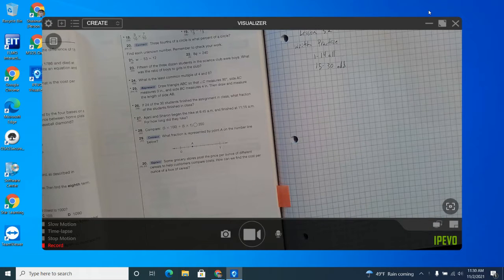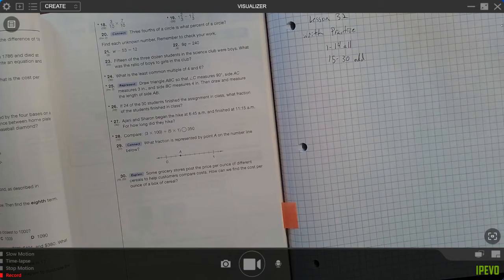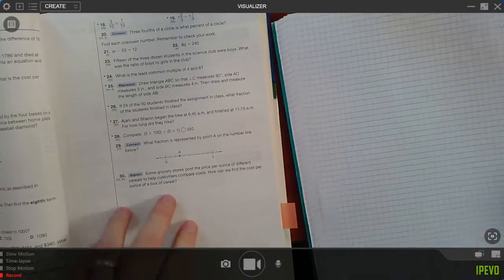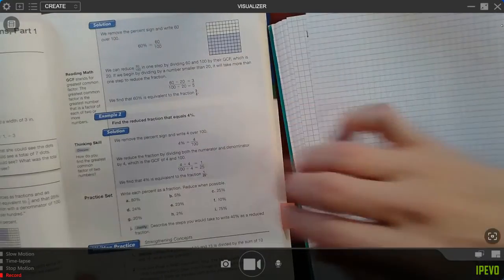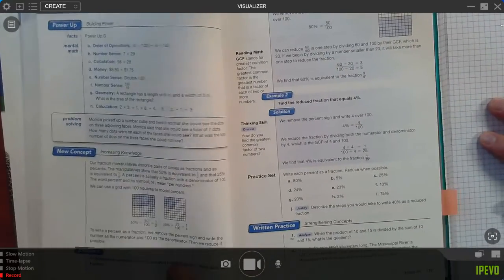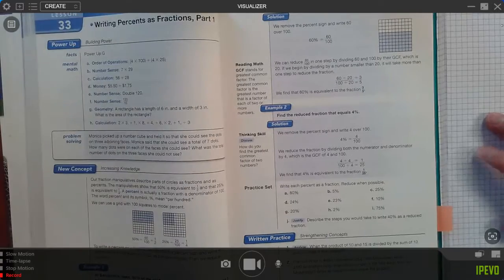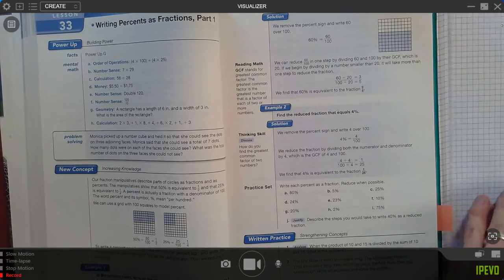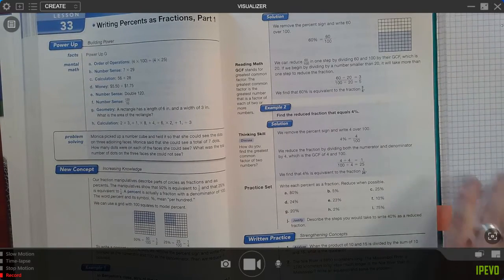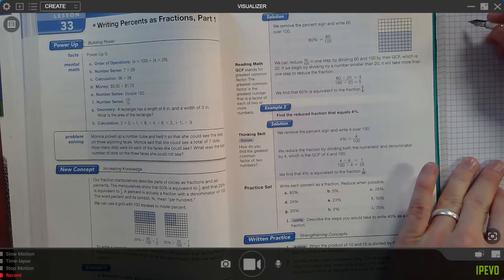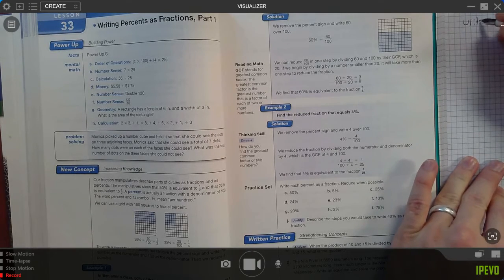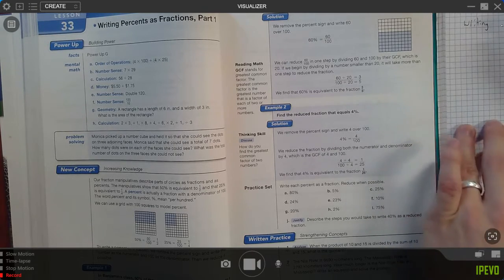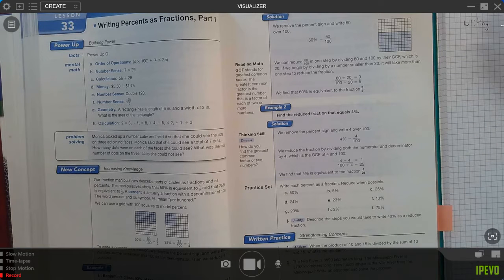Let's go ahead and jump into our second lesson of the week, lesson 33. Okay, so writing percents as fractions, part one. Okay, now this is good stuff. This is important to be able to go back and forth between percents and fractions. It helps you understand what's happening with them and how that works.